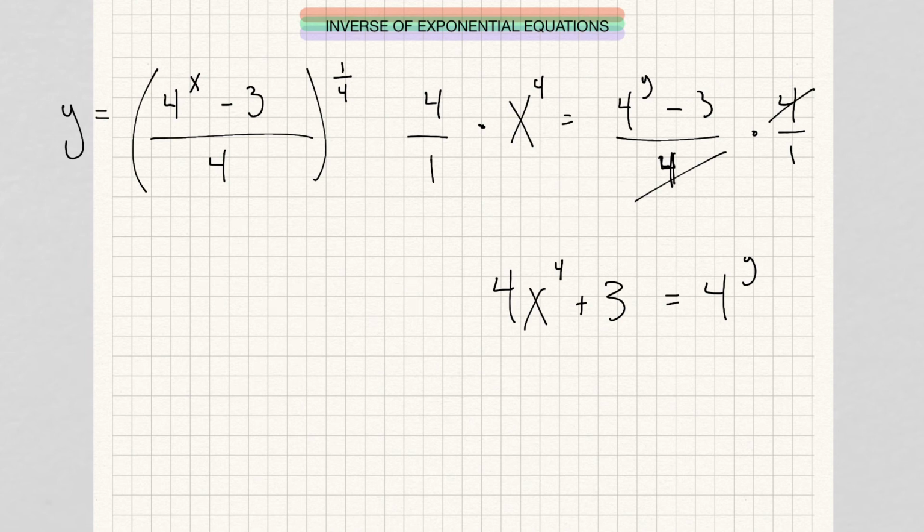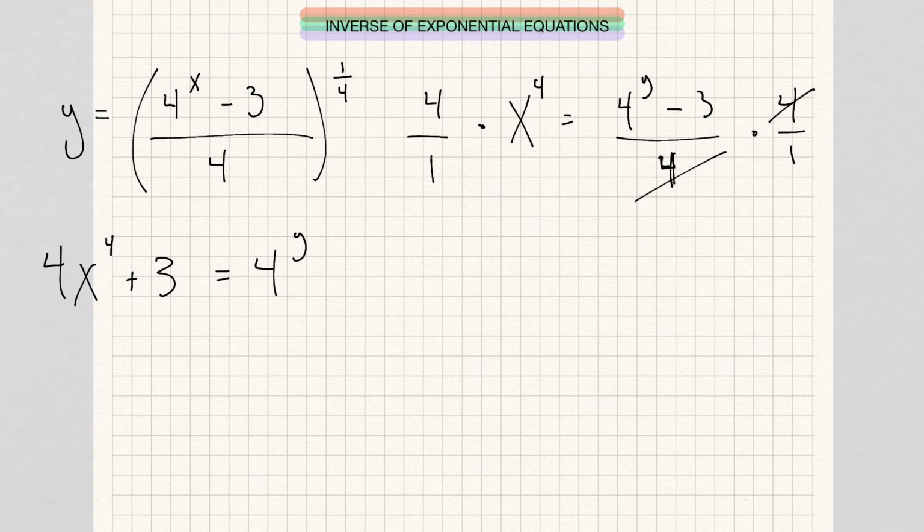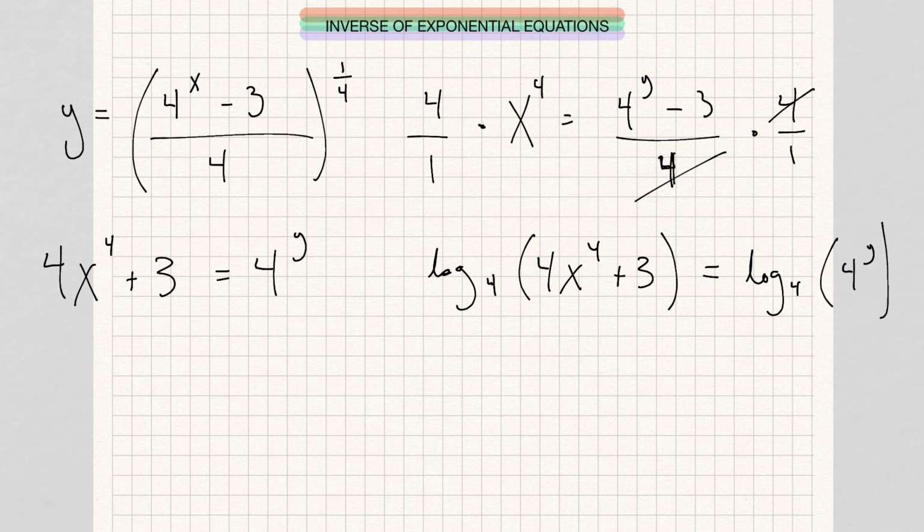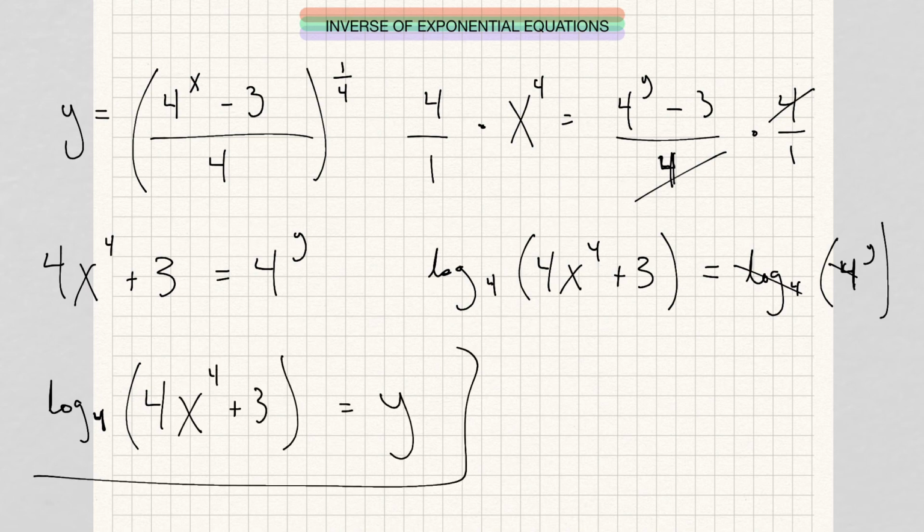Okay, that's the point where we're at. And once again, we're going to use this logarithm rule, that you have log base b of b raised to the nth power equals n. We're going to say 4 is our base, 4 raised to some power. So what we want to do is take the log base 4 of both sides. So we have log base 4 of 4x to the 4th plus 3 equals log base 4 of 4 raised to the y power. What that does is this log base 4 and this 4 cancel each other out. So what we have here is log base 4 of 4x to the 4th plus 3. I'm going to say that equals y. And here's our answer.